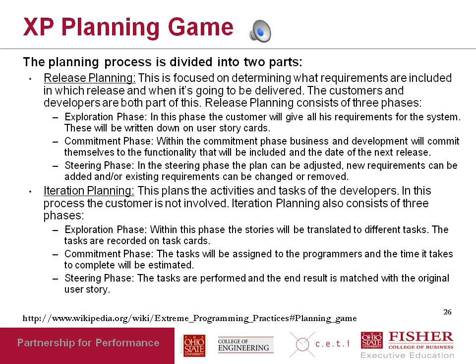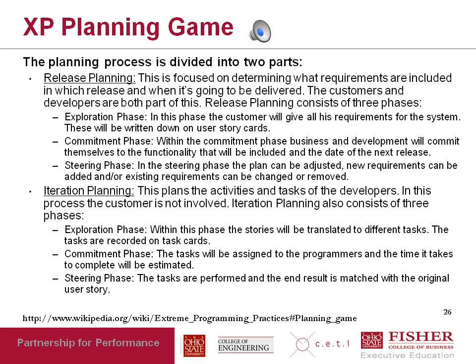So let's take a look at release planning and iteration planning. You will see that both of them, release and iteration planning, consist of three phases. What is known as an exploration phase, where you try and figure out what needs to be done. A commitment phase, where out of all the things that need to be done, the team says, we will do this. And then a steering phase where the execution takes place, and then the project is monitored and then adjusted as you go along.